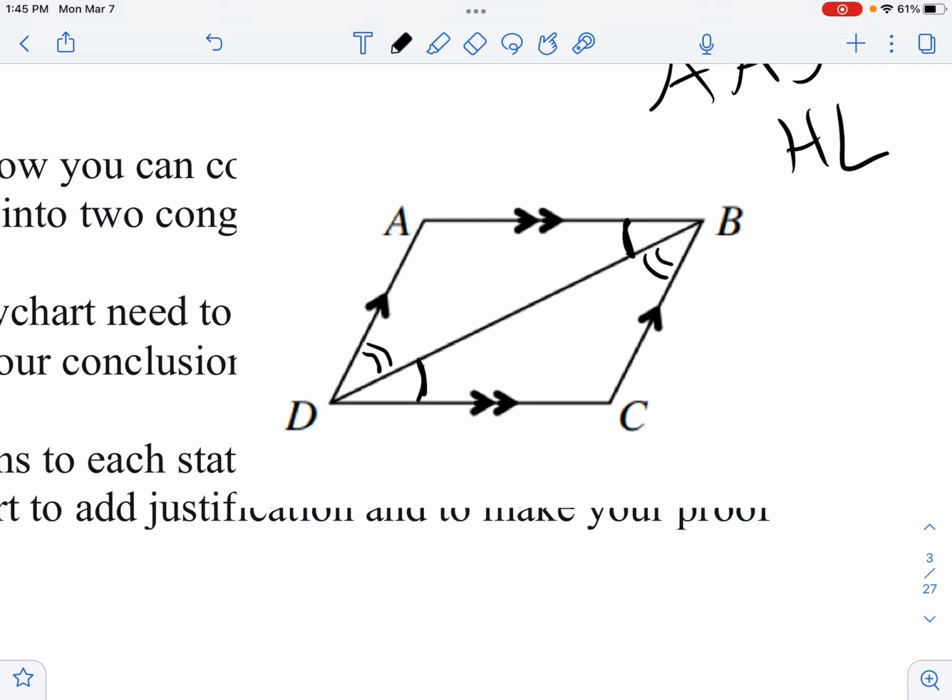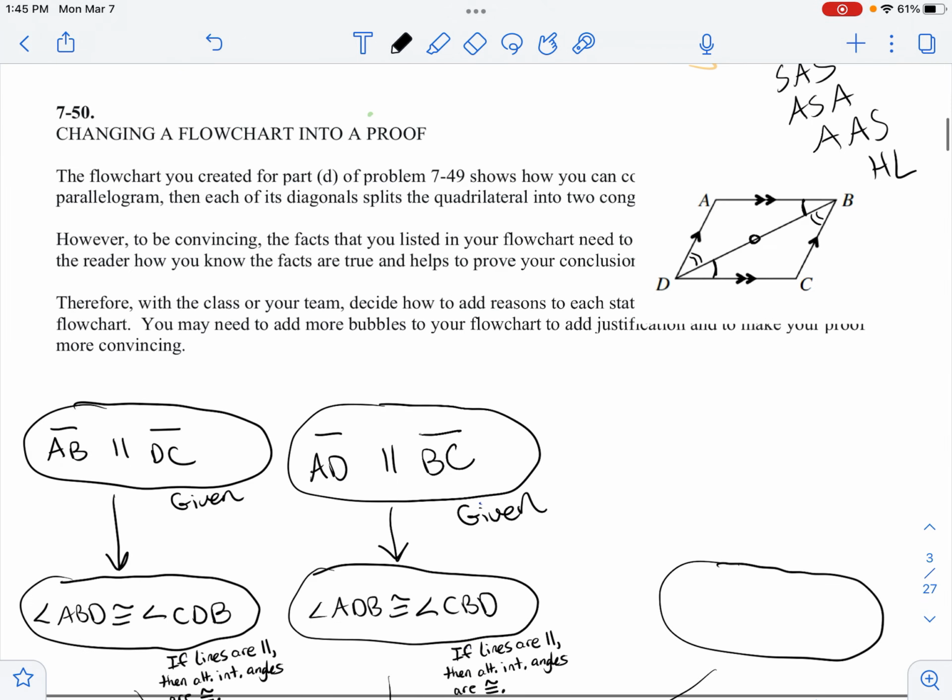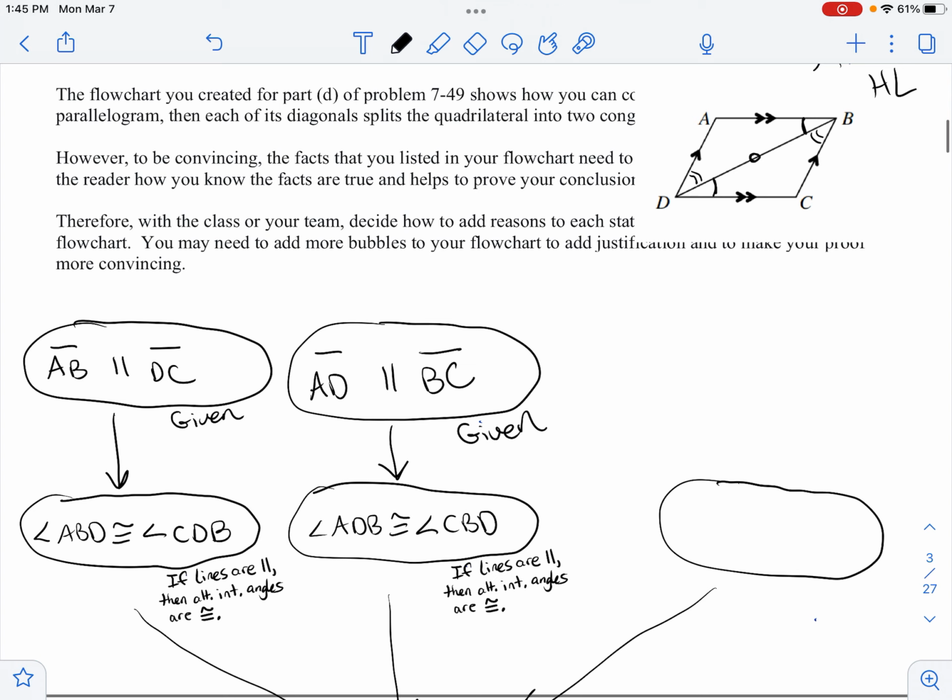Okay, so what we can conclude is that DB is congruent to itself because it's that shared side. Because it's not given and I had to think of that on my own, I'm going to put it in this bubble that's in line with the things that I figured out because of the given. So I'm going to say DB is congruent to DB. And how do I know that? Because it's a shared side.